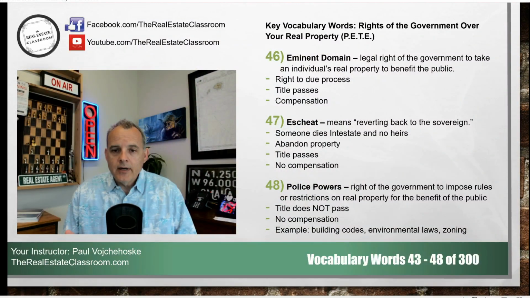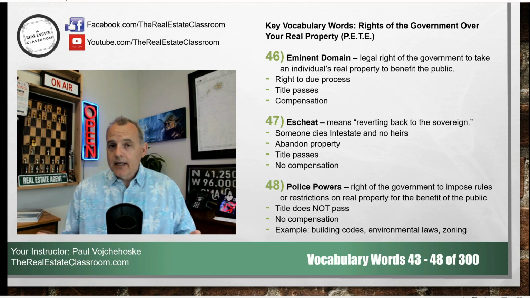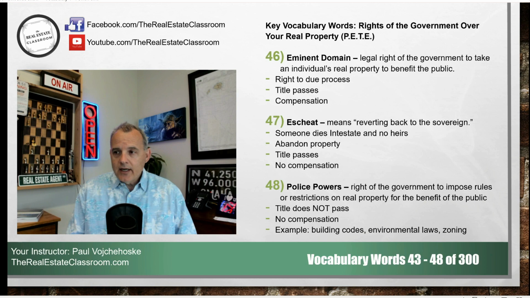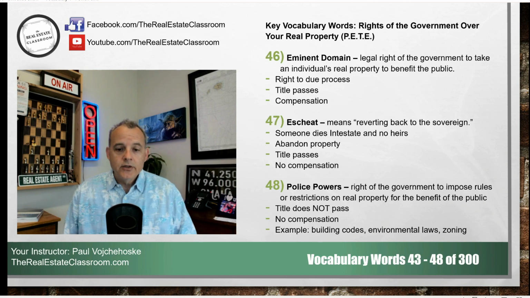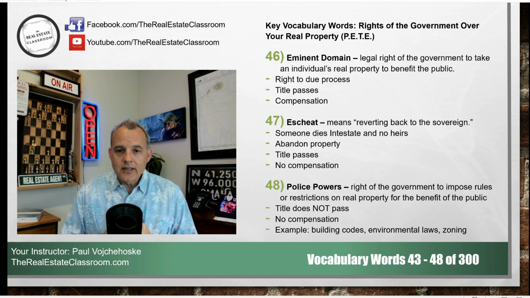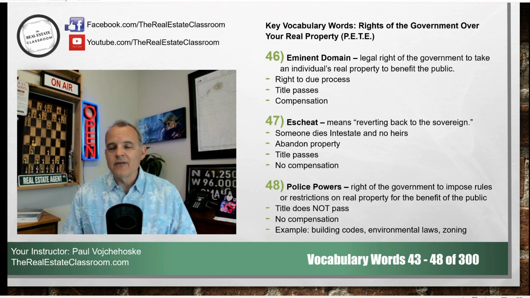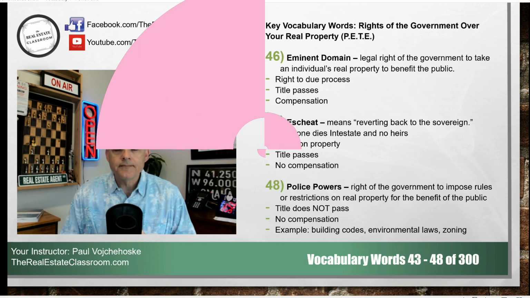And it's important to remember that title does not pass under police powers and no compensation is given to the property owner. You've got to comply with the zoning laws. You have to comply with local building codes. Otherwise, there's punitive measures available to the government to impose upon you. But again, no compensation, title doesn't pass. And examples of police powers, again, are building codes, environmental laws, zoning laws, etc.